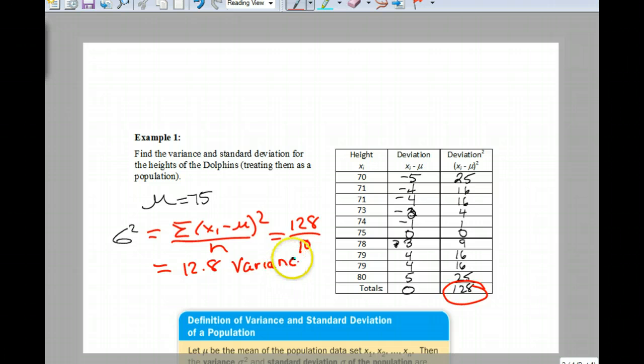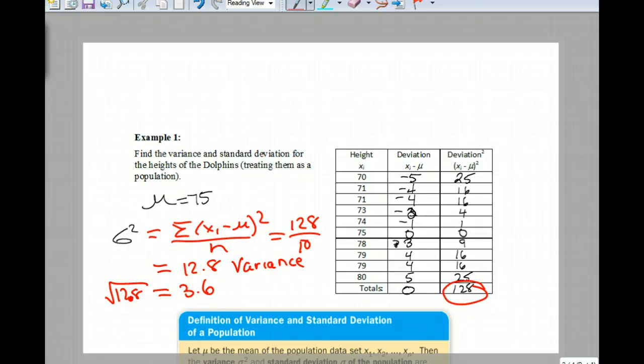Okay, now if I wanted to find the standard deviation, then I'm going to take the square root of this. Why would you take the square root of it? Yep, standard deviation is always the square root of the variance. So the square root of 12.8 is 3.6.